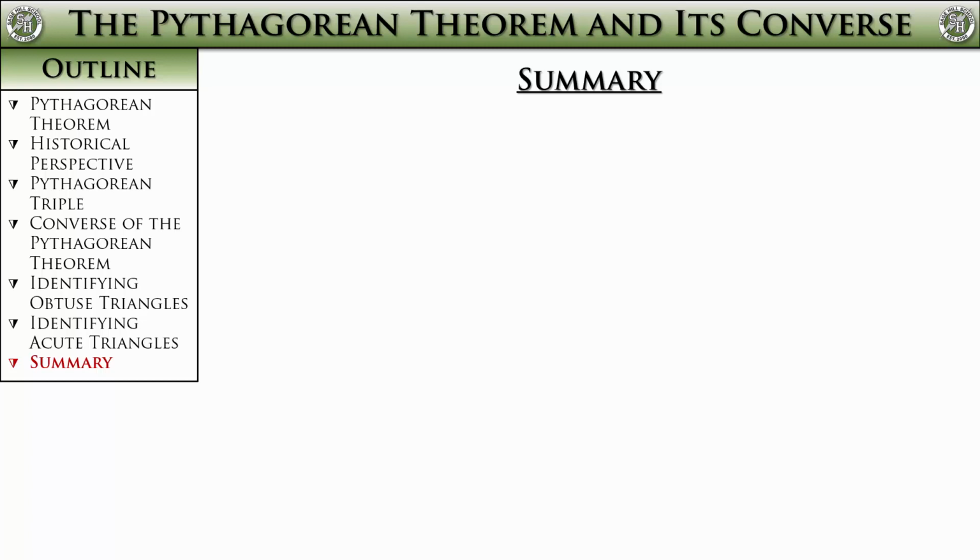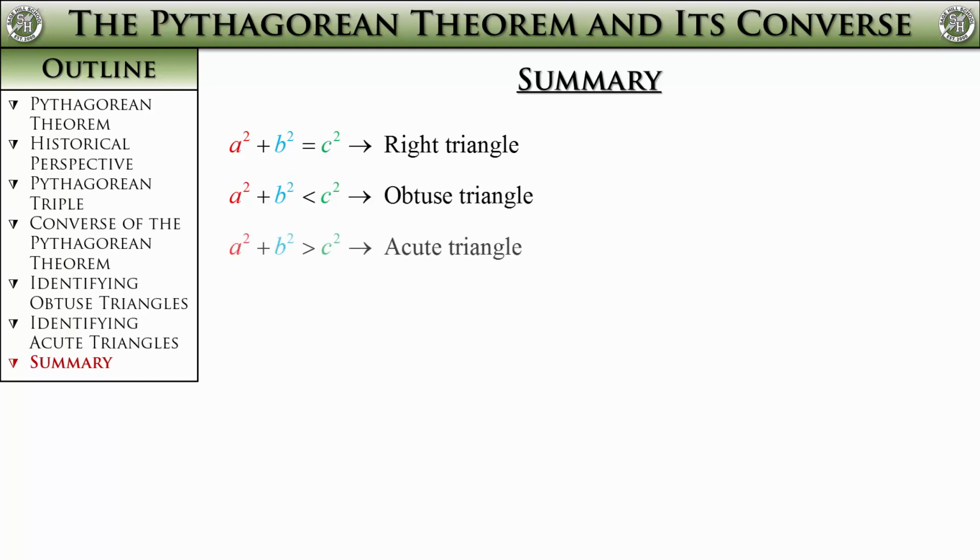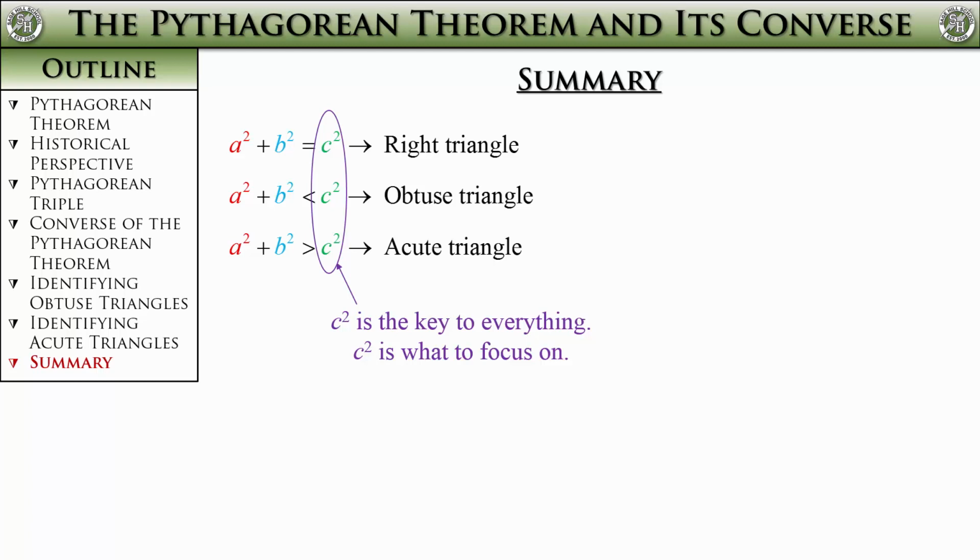Now a quick summary. We have determined that when c squared is the perfect size, we end up with a right triangle. And when c squared is too big, we end up with an obtuse triangle. And when c squared is too small, we end up with an acute triangle. That's great. With the way I have been saying all of that, it should be obvious that c squared is the key to everything. C squared is what you should focus on.